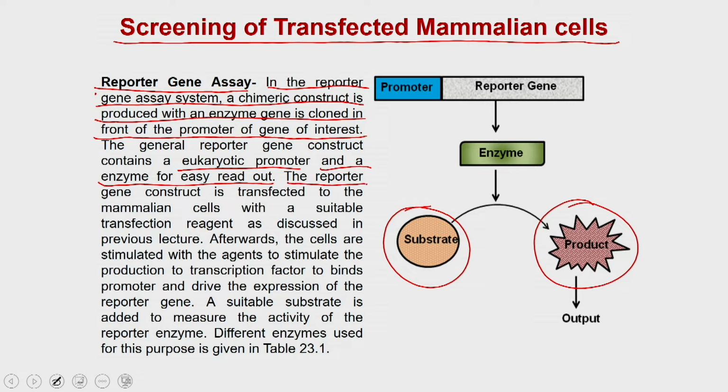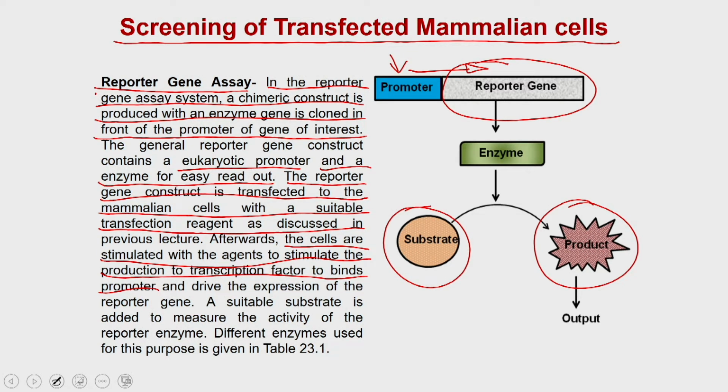The reporter gene construct is transfected into the mammalian cells with a suitable transfection agent such as lipofectamine or other transfection reagents which we have discussed. The cells are now stimulated with agents to stimulate the production of transcription factors to bind the promoter. These transcription factors will come and bind to the promoter, and that is how they will drive the transcription as well as the translation of this particular reporter gene.